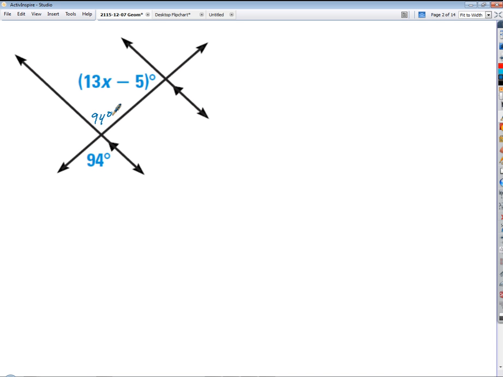Consecutive interiors, right? Because they're consecutive, because they're on the same side of the transversal, and interior, because they're inside the lines. And you'll have access on the test to this blue sheet, which summarizes everything, but you probably don't need it.